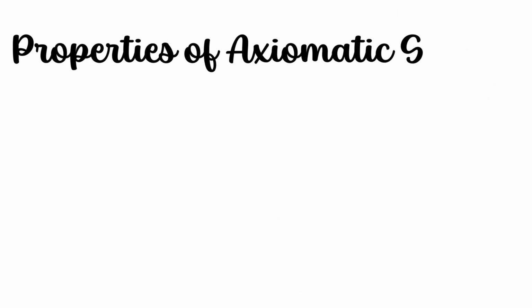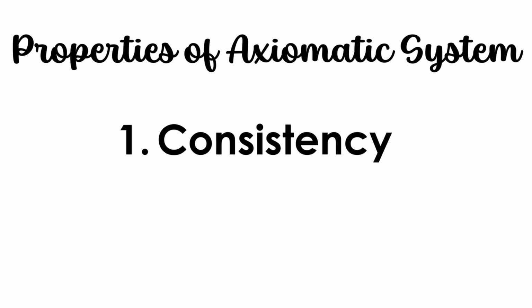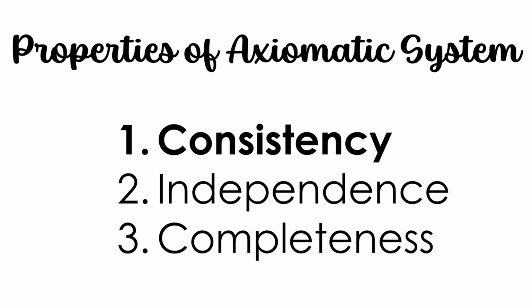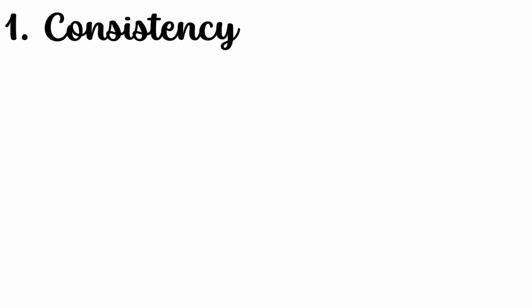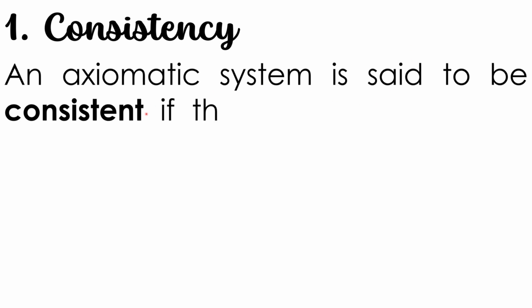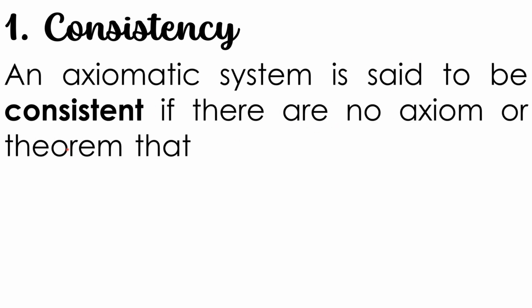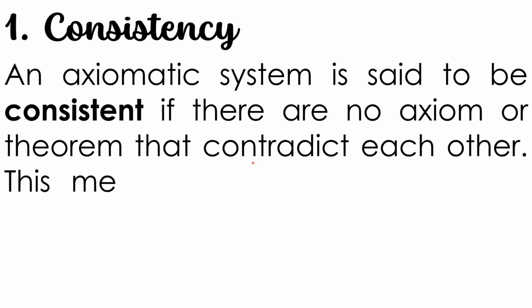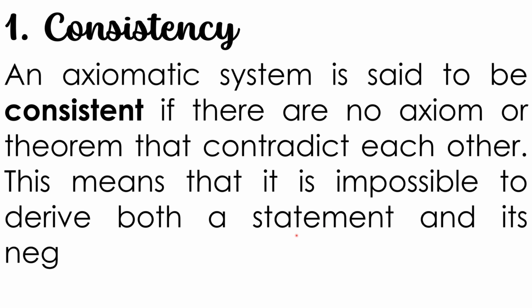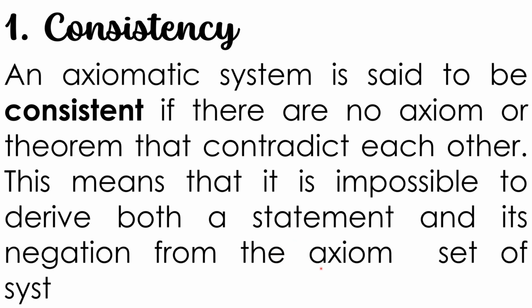Now, here are some properties of an axiomatic system. The first one is consistency, the second one is independence, and the third one is completeness. Now, let us first discuss consistency. Consistency. An axiomatic system is said to be consistent if there is no axiom or theorem that contradicts each other. This means that it is impossible to derive both a statement and its negation from the axiom set of the system.